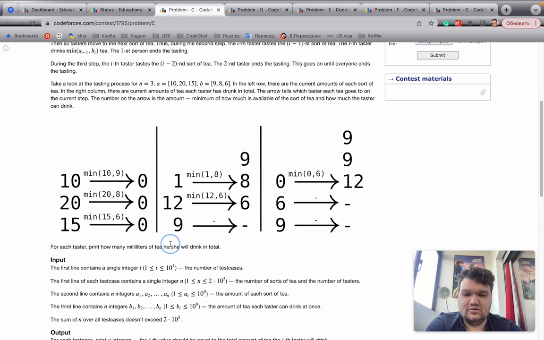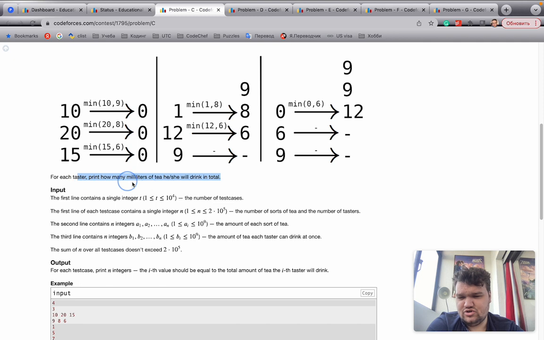What do we want to find? We want to find for each taster how much they will drink.